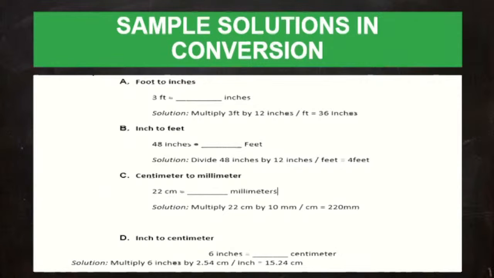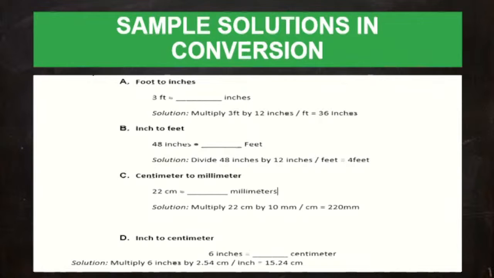The solution is, since 1 foot is equivalent to 12 inches, multiply 3 feet by 12 inches. The answer is 3 feet is equivalent to 36 inches. B. Inch to feet. 48 inches is equivalent to how many feet? Solution. Divide 48 inches by 12 inches. The answer is 48 inches is equivalent to 4 feet.